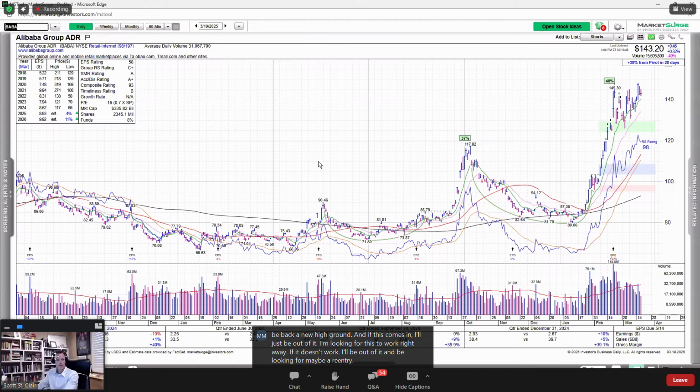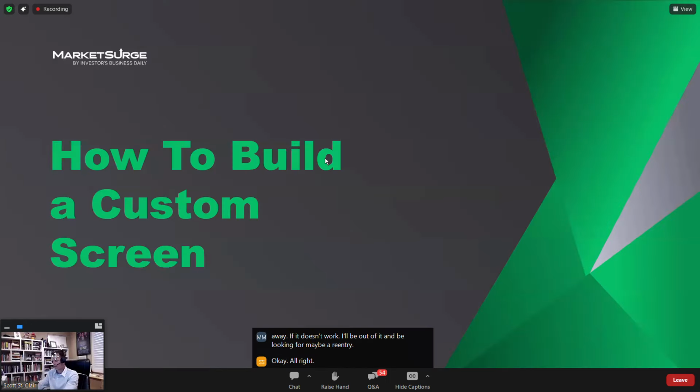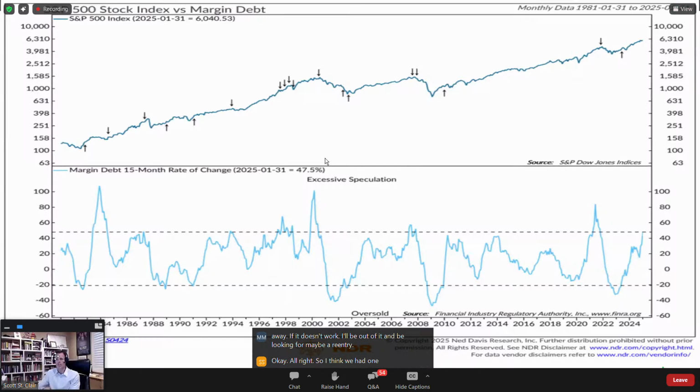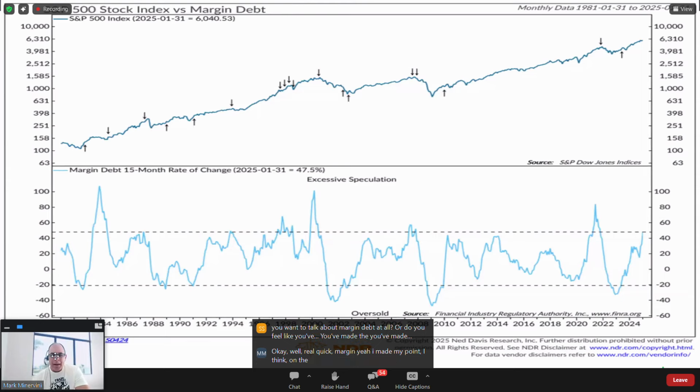Okay, all right. So I think we had one more chart. Did you want to talk about margin debt at all, or do you feel like you've made your point? Yeah, I made my point. I think on the longer term, excess, froth, margin debt is also getting up there. But one thing I wanted to point out that's not in margin debt anymore are these leveraged ETFs, and I think margin debt might be understated.